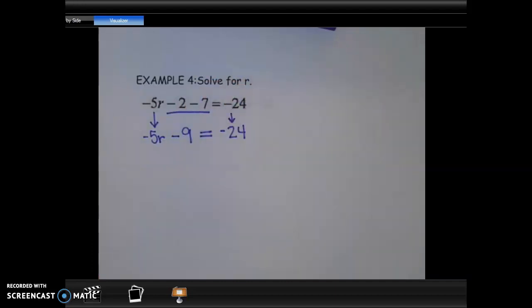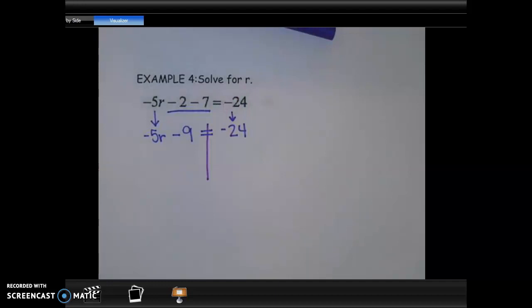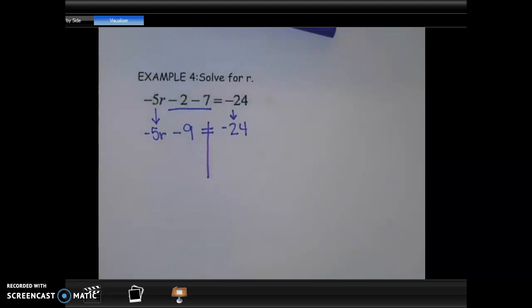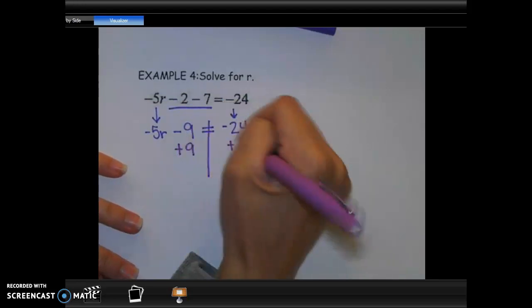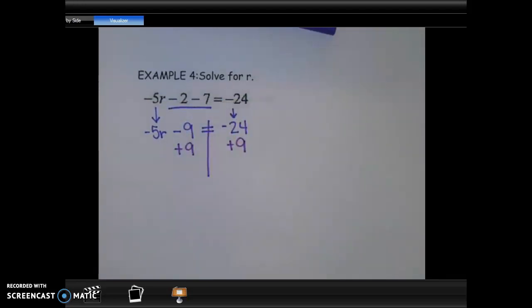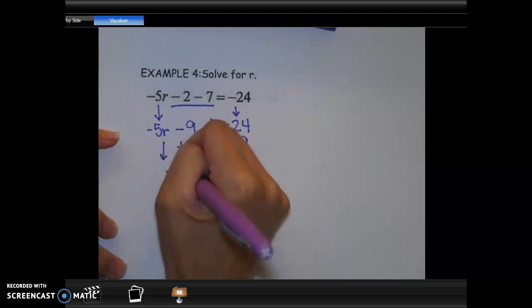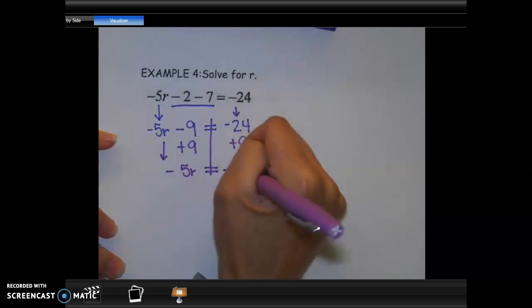Now we can solve for r by using opposite operations. So here's our wall. We're going to see what is farthest away from r on its side of the wall. Okay, not -5, it's right next to it. But -9 is pretty far away. The opposite of subtraction of 9 is an addition of 9. Whatever you do to one side, remember, you must do to the other. So -24 plus 9. So we're left with -5r equals -15.